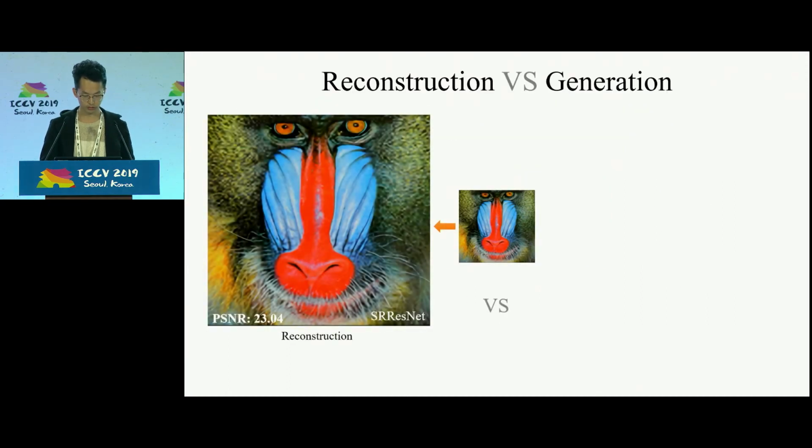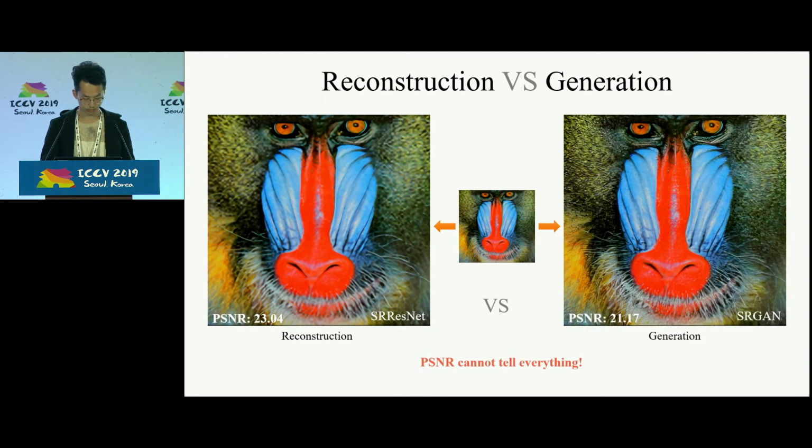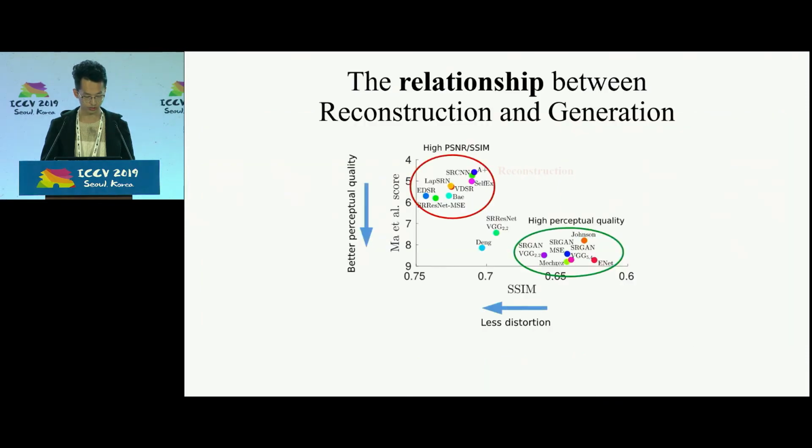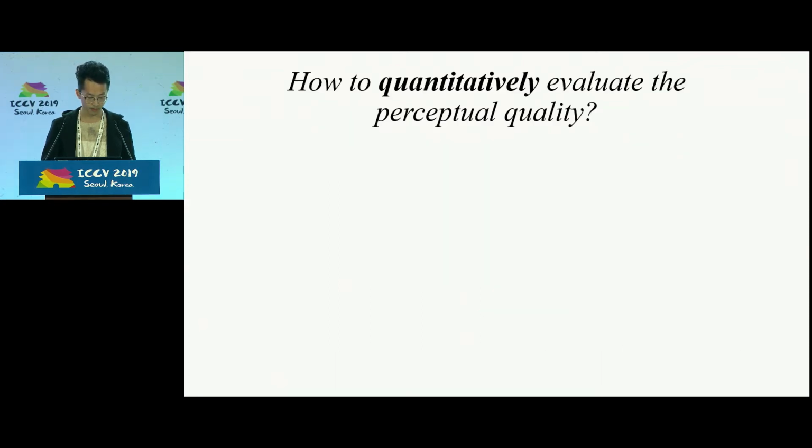Traditionally, super resolution is defined as a reconstruction problem, and PSNR is used to do evaluation. However, PSNR cannot tell everything. Generation approaches can generate realistic textures with lower PSNR. Then researchers found that there is a trade-off between human perception and distortion. The generation methods can achieve better perceptual quality at the cost of PSNR value. So here comes a problem: how to evaluate the perceptual quality.